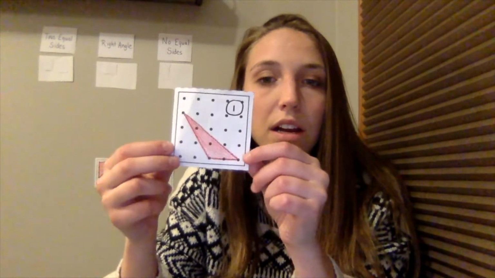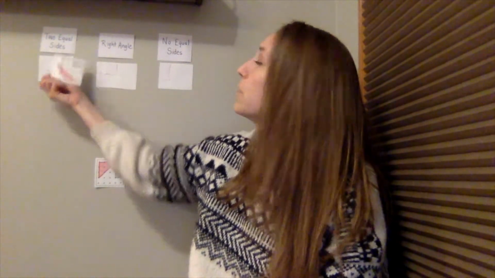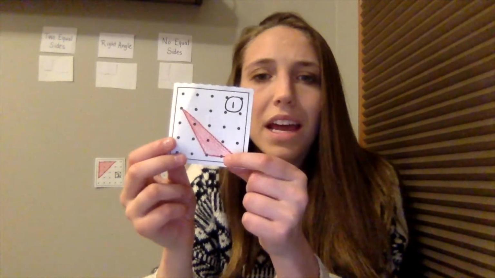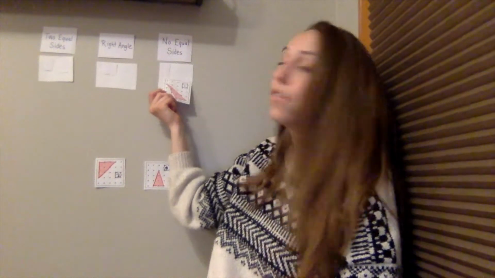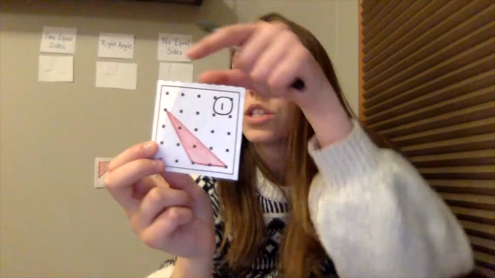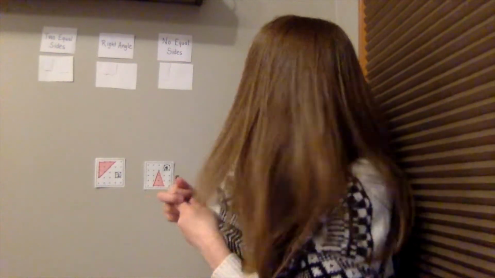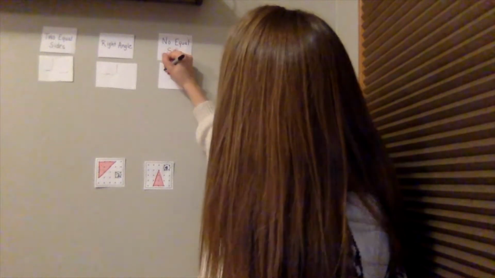We're going to do the exact same thing over here with our triangles, but we have some different categories or groups, okay? We have 2 equal sides, right angle, or no equal sides. So we're going to do the same thing right over here. We're going to look at each one of our triangles. We see that this one right here, it does not have 2 equal sides because none of its sides are equal. It does not have any right angles, so it would fall under this category of no equal sides. So same thing, I would just take that number 1 and I would write a 1 right here, because it would go in that category.